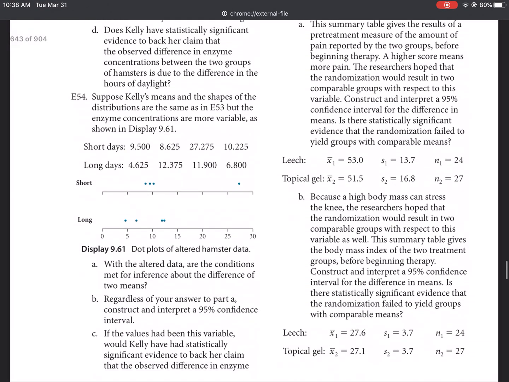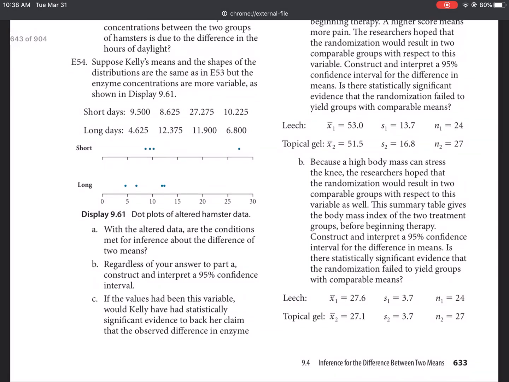that they randomly assigned. The next factor they'd like us to take into consideration is the body mass of these people.